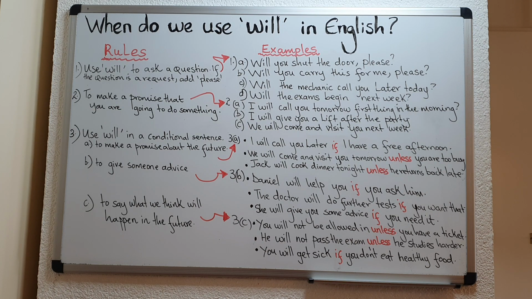Now let's move on to rule number 2. Use will to make a promise that you're going to do something. So you want to promise somebody that you're going to do something. To do that, use will. How do you apply that rule? Let's look at examples 2.